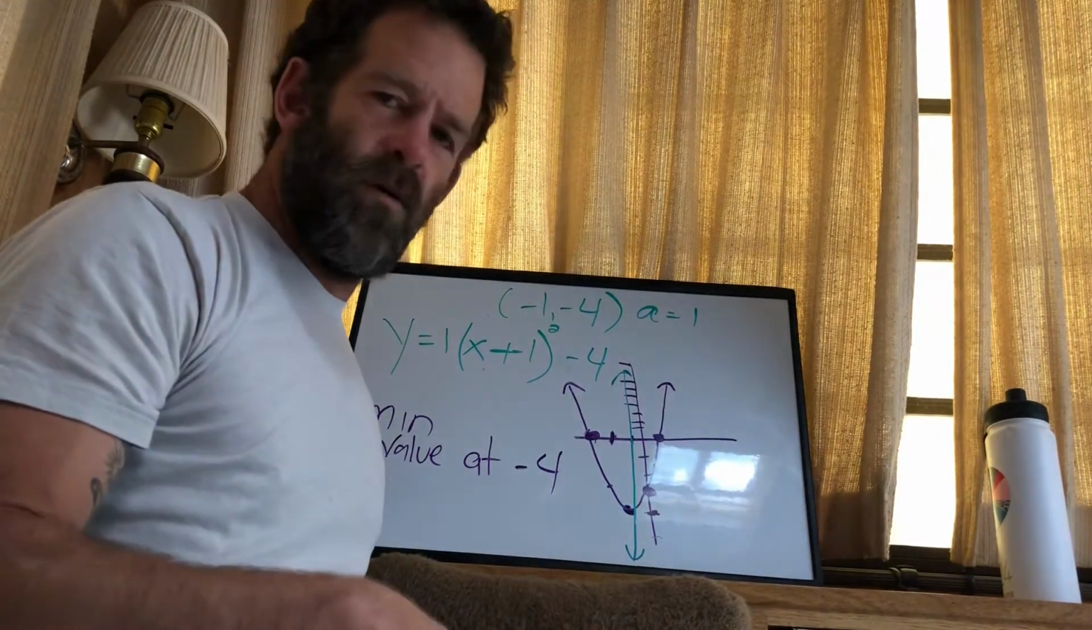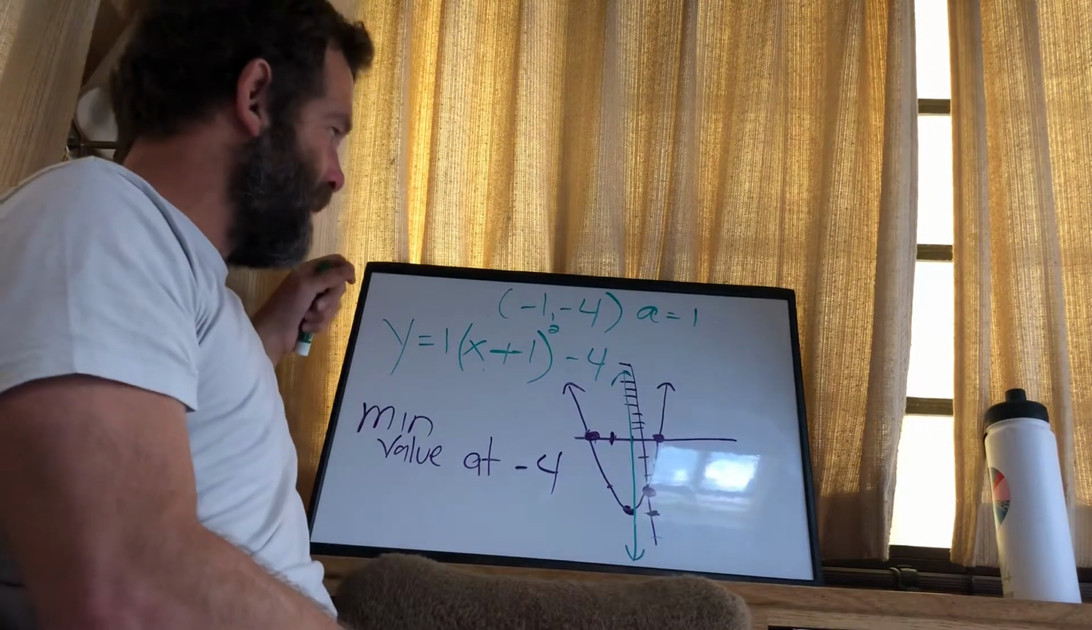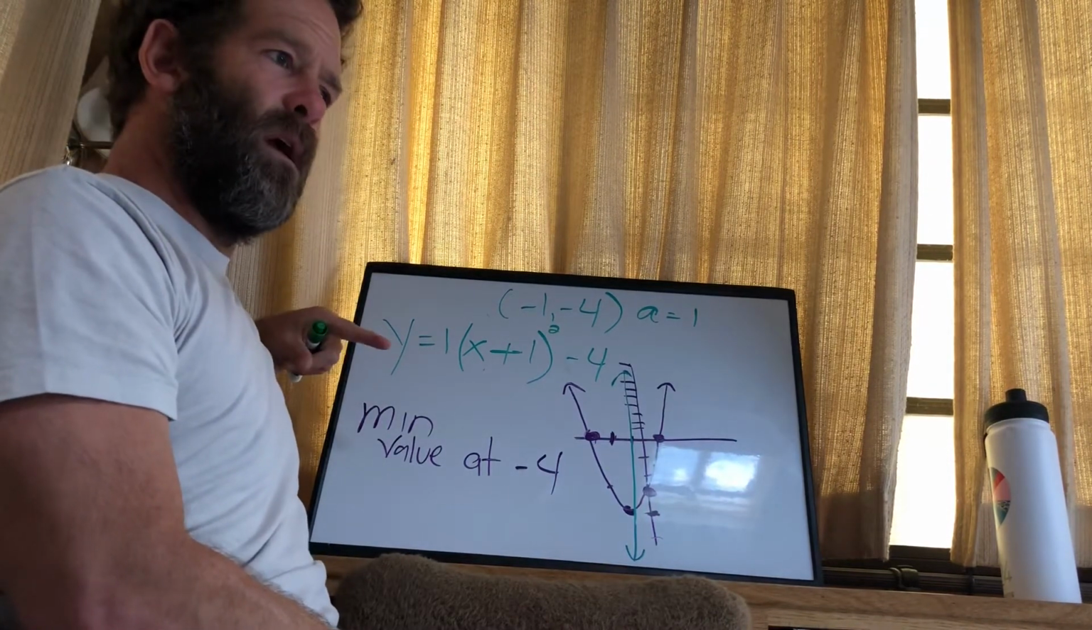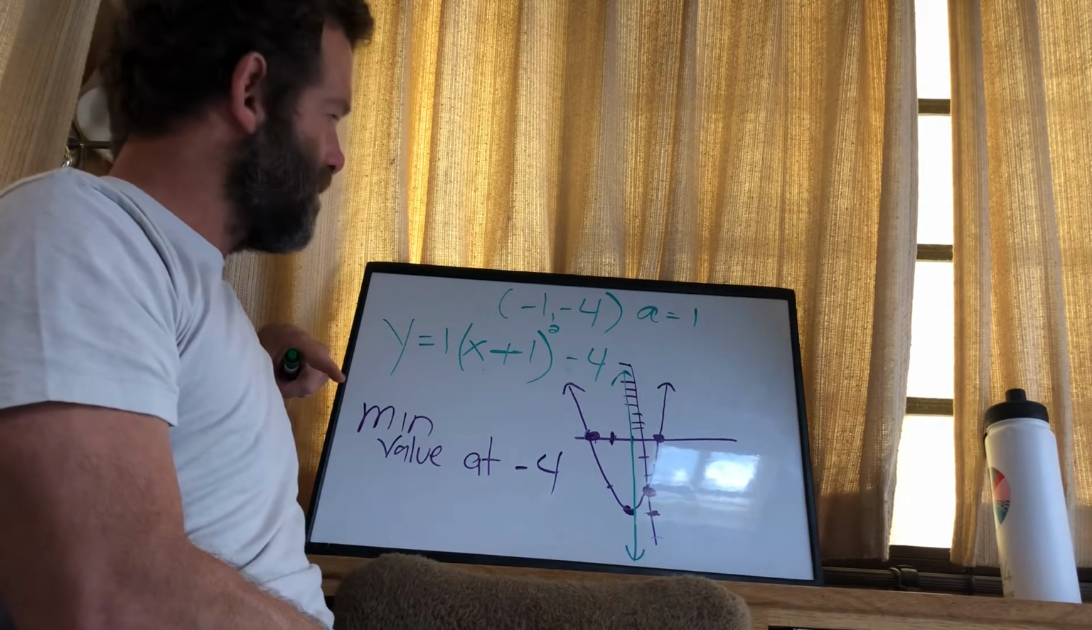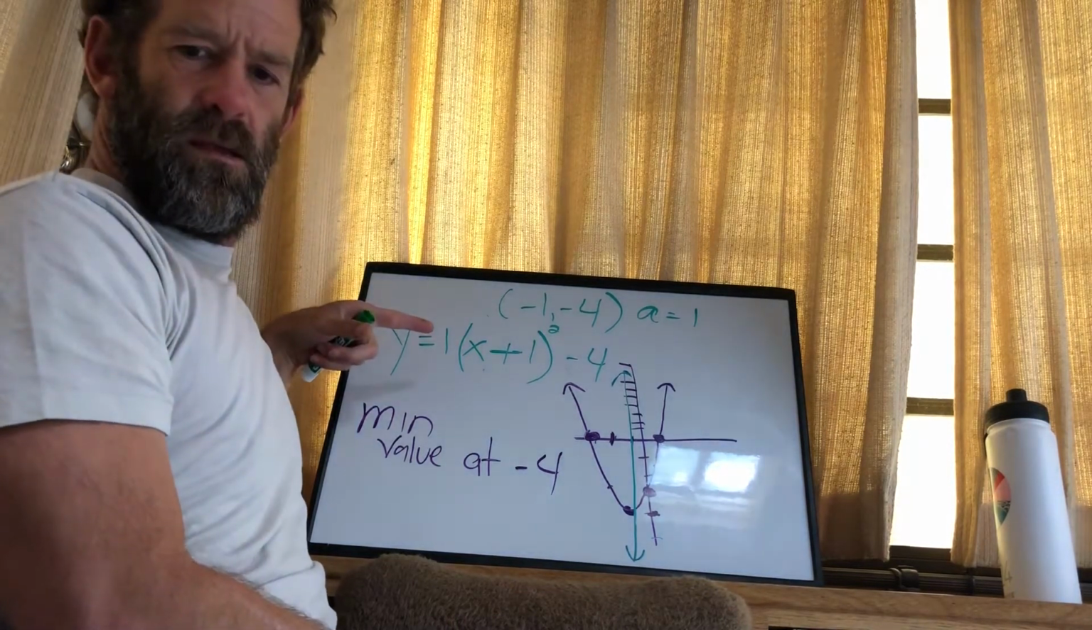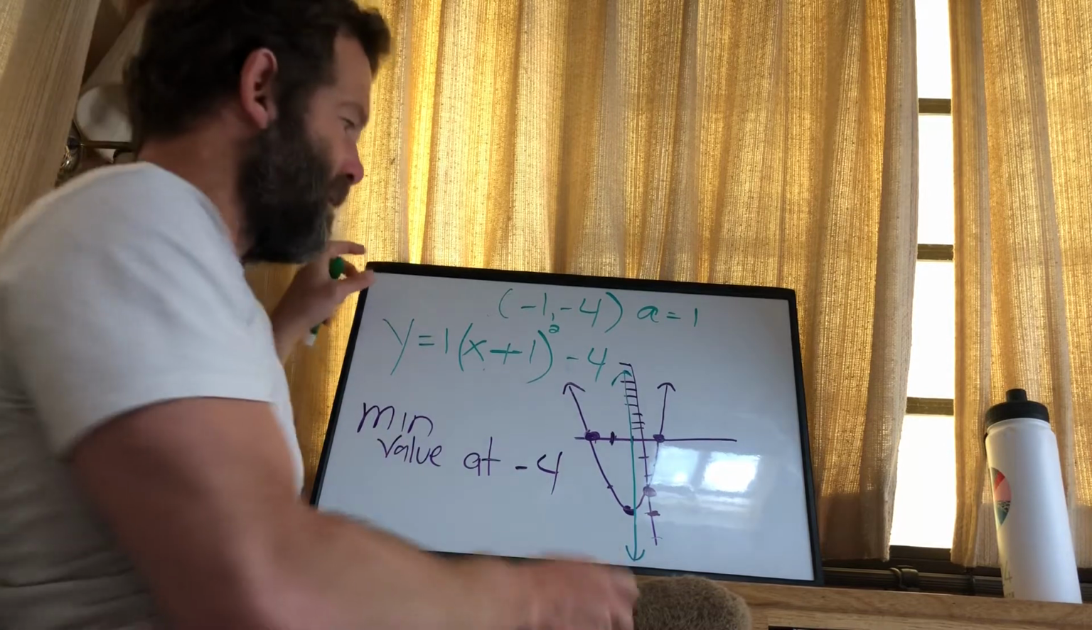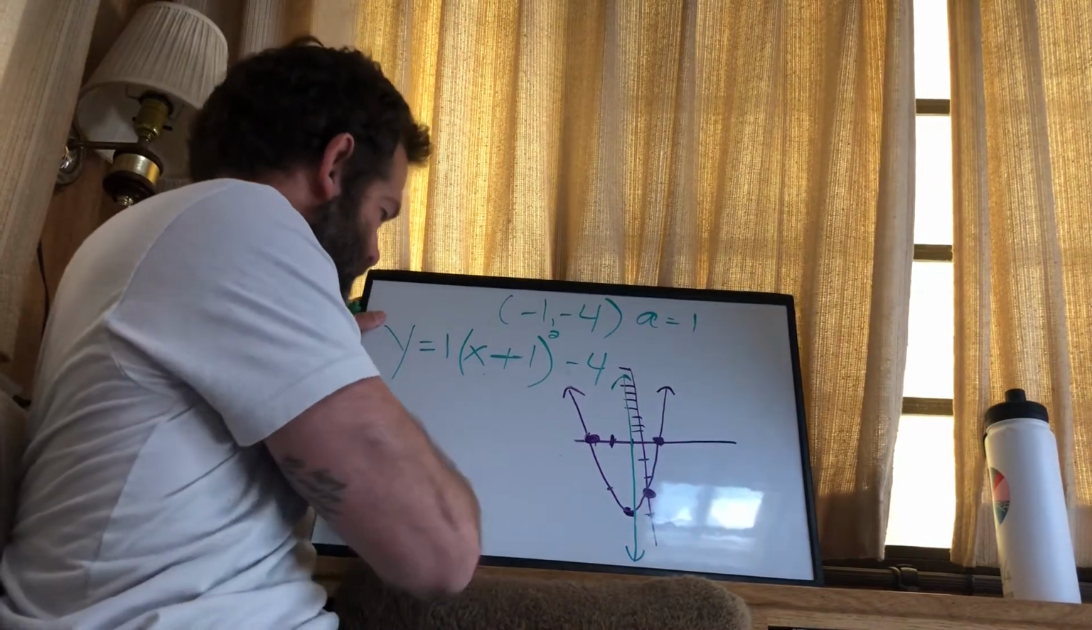And then standard form. I already wrote standard form in the very beginning. I think it was x squared plus 2x minus 3. So x squared plus 2x minus 3. That was your standard form because you just multiply that out.